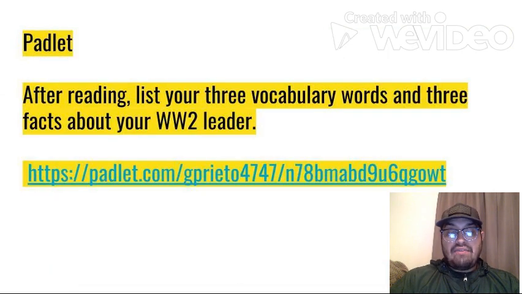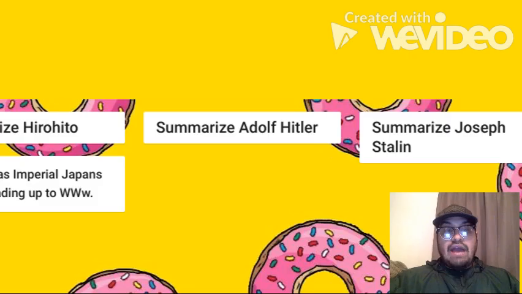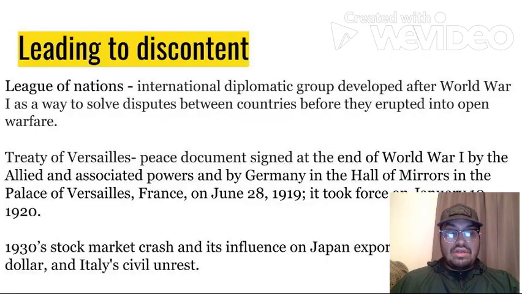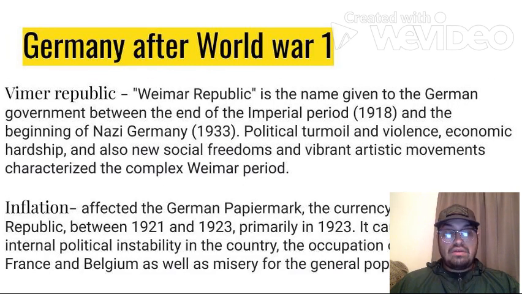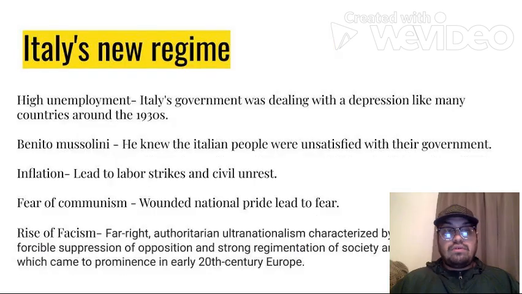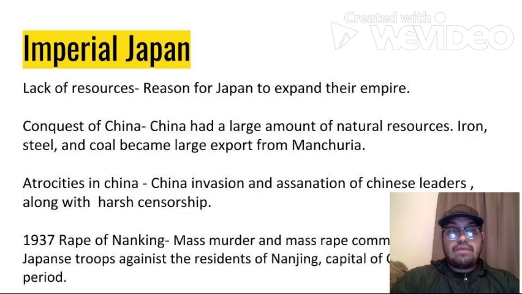On the next slide, I have a hyperlink where the students will enter this information into a Padlet. After each student has entered the information into their Padlet, I will then lecture again for the next 5 slides on topics of country discontent, Germany after World War I, Italy's new regime, Imperial Japan, and Russia's transformation to a communist dictatorship.